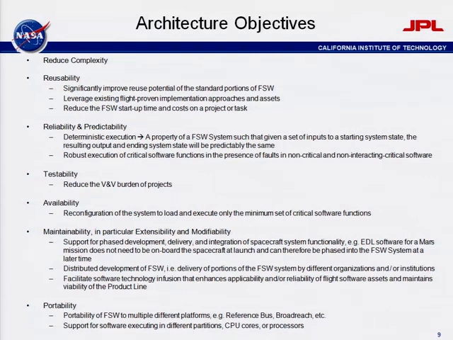Reliability and predictability. We would like to have a property of deterministic execution and the robust execution of critical software functions in the presence of faults in non-critical and non-interacting critical software. That's a really important point. You want to be able to predict the behavior of the system as a whole.